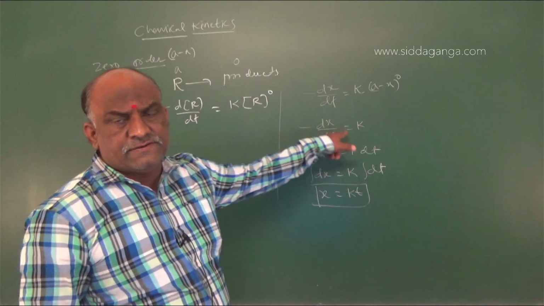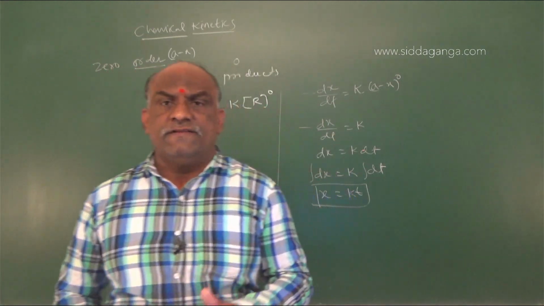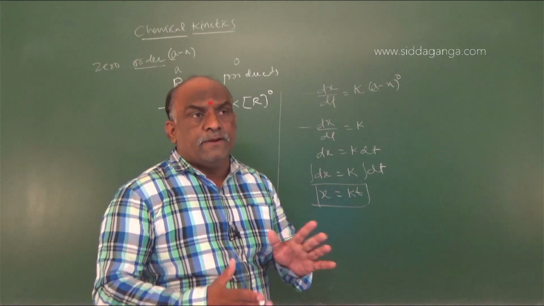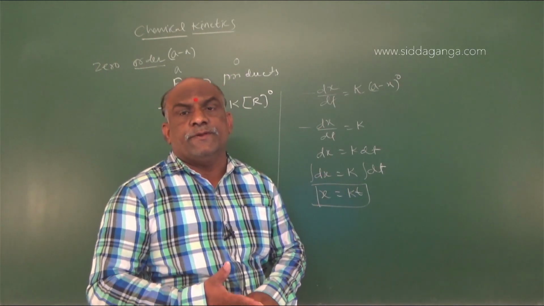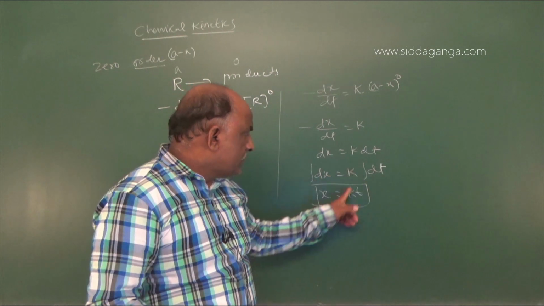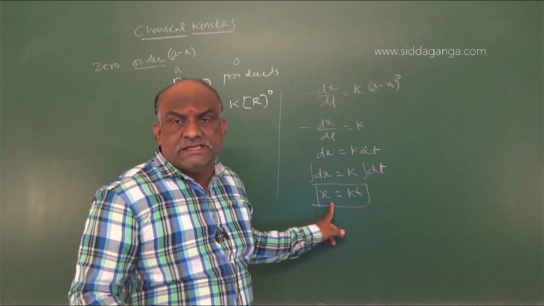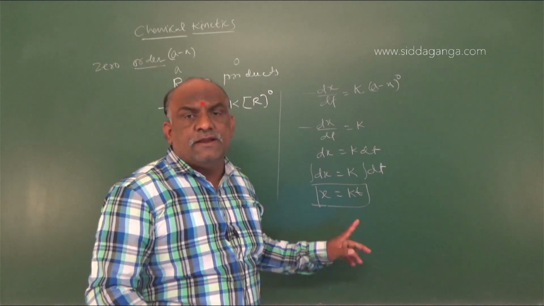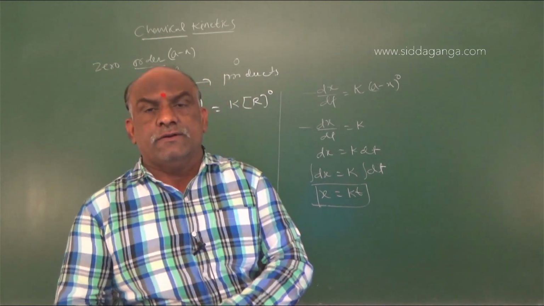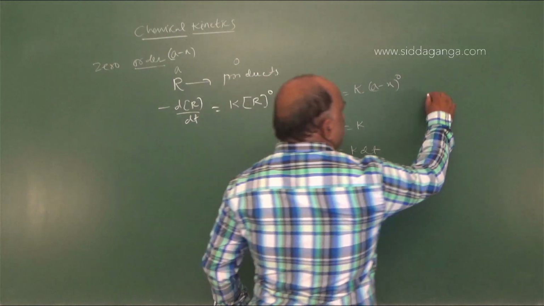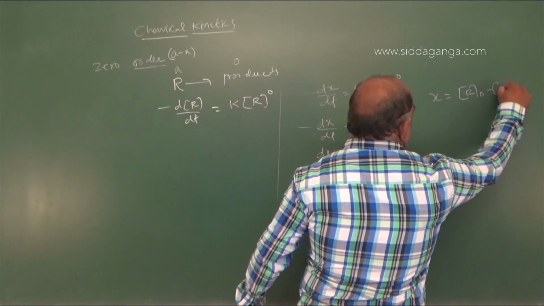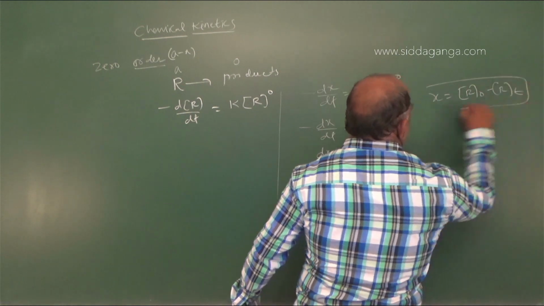No need to derive this one. Derivation is not necessary for our examination point. You should go with this formula: x is equal to kt. What is x actually? x is nothing but R naught minus Rt.